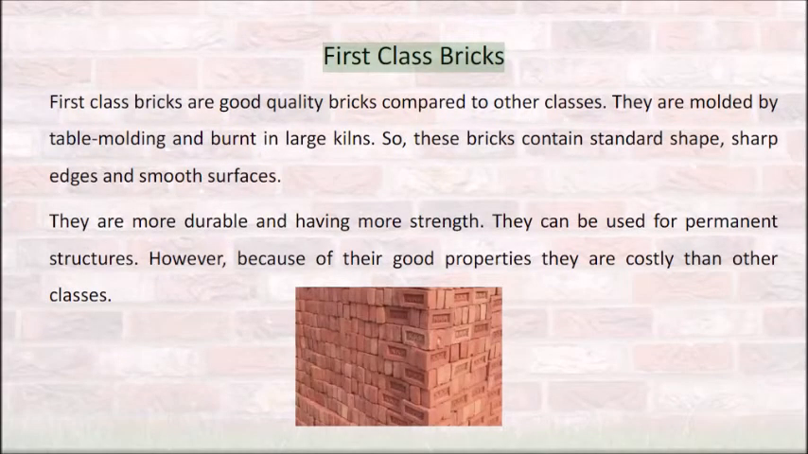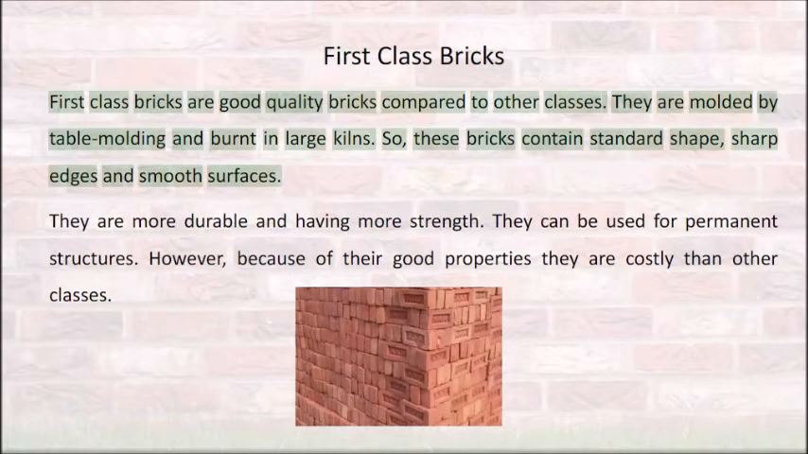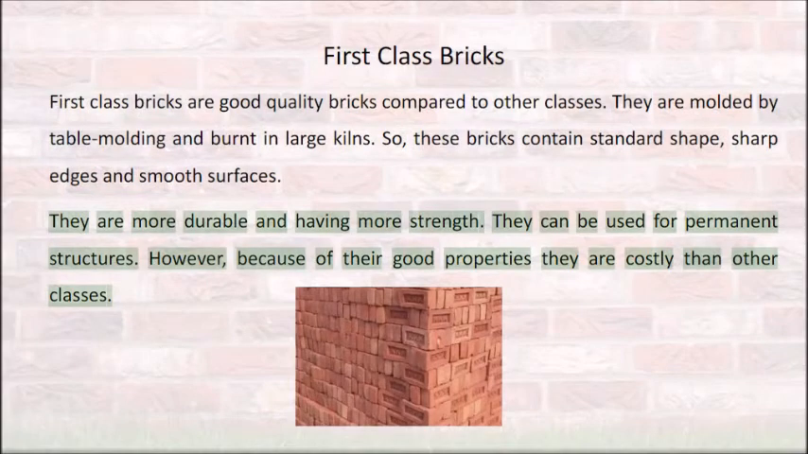First class bricks. First class bricks are good quality bricks compared to other classes. They are molded by table molding and burnt in large kilns. So, these bricks have standard shape, sharp edges, and smooth surfaces. They are more durable and have more strength. They can be used for permanent structures. However, because of their good properties they are costlier than other classes.